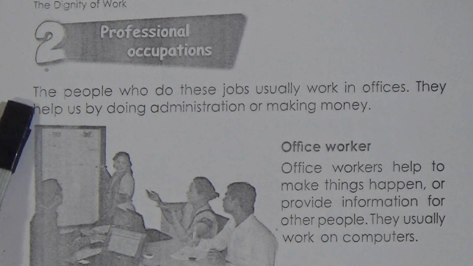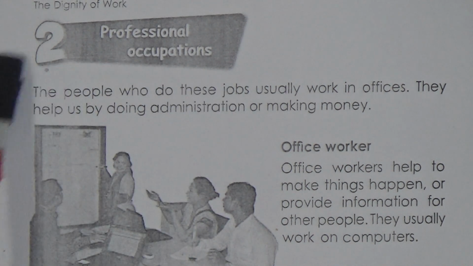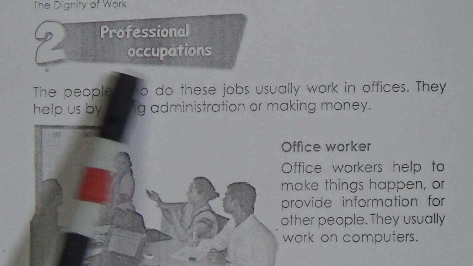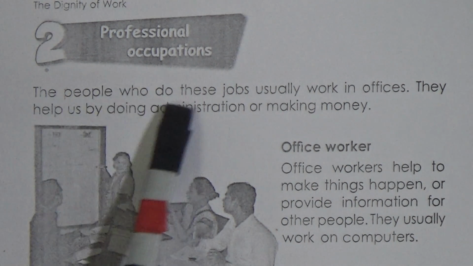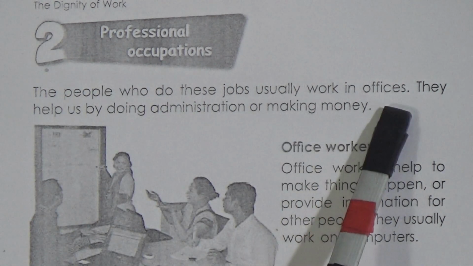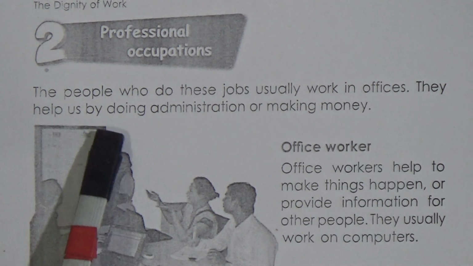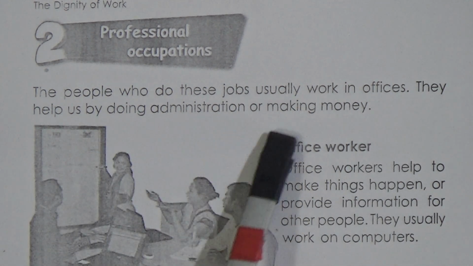Now lesson number 2, professional occupation. So what is the lesson? Professional occupation. The people who do these jobs usually work in offices. They help us by doing administration or making money.